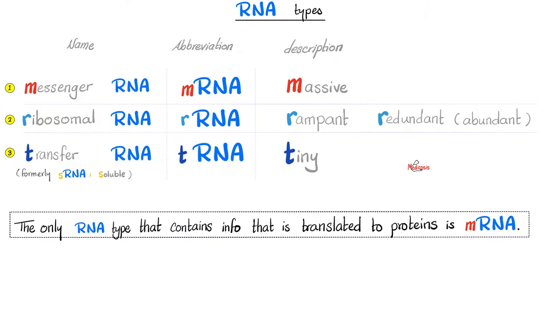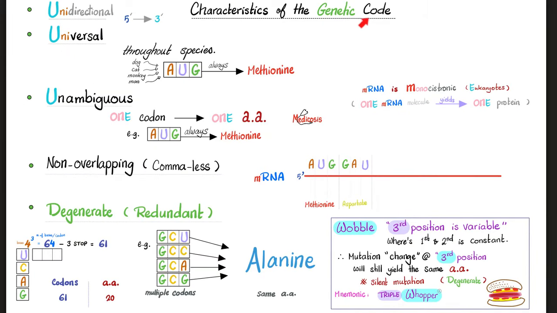Pause and review. What are the characteristics of the genetic code? Unidirectional, universal, unambiguous, non-overlapping, and degenerate. I hope by now it's clear that we go only in one direction, from 5' to 3'. Next, universal. What does that mean? It means it's universal across species, which means AUG always codes for methionine, whether we're talking about AUG in a dog, a cat, monkey, or man. Doesn't matter. It always equals methionine, and that's universal.